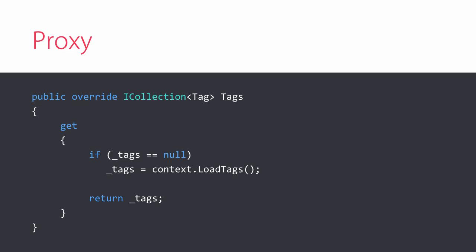So the first time we access the tags property, because the tags field is null, it's going to be initialized and returned. And anytime after that, when we access the tags property, we're going to get this tags object in memory. Now let me show you this proxy class at runtime.